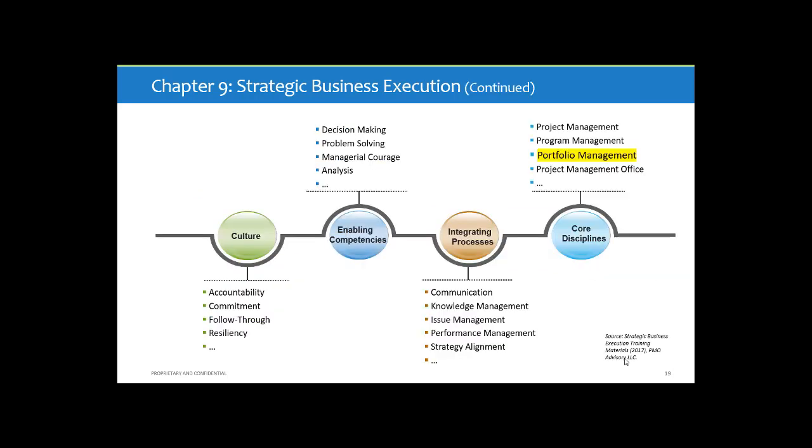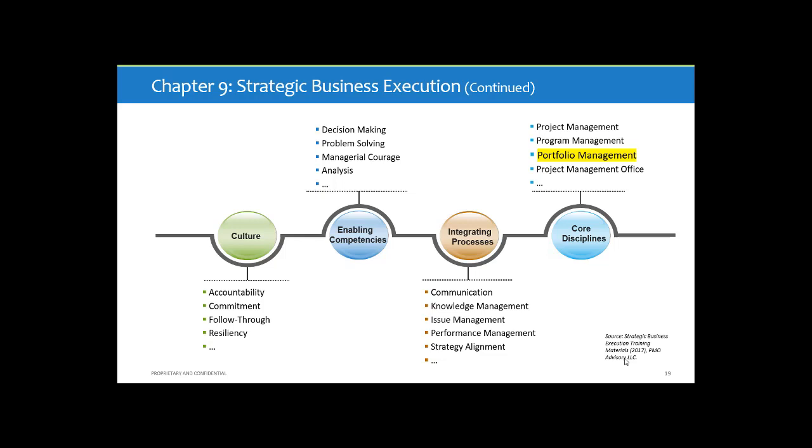Diving a little bit deeper, if you look at each of those four components, starting with the culture, for example, there's a culture for accountability, commitment, follow through, resiliency. And there could be others. The enabling competency that works more at the individual level and sometimes at a small team level includes decision making, problem solving, managerial courage to make, let's say, unpopular decisions but the right decisions, the deep analysis.